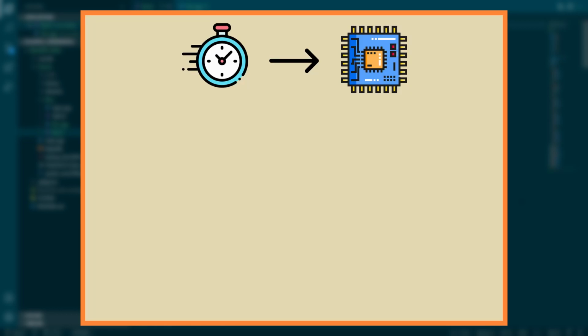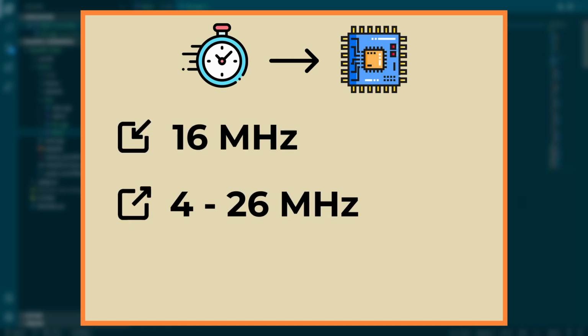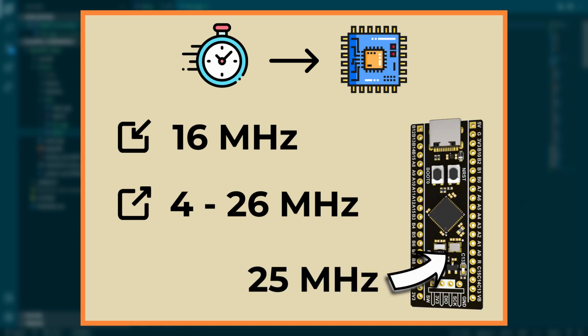High-speed sources are meant to be the main clock source for the whole system. Their frequencies may vary on each microcontroller, but most times they are around a few to a dozen megahertz. In our case, these are 16 MHz for high-speed internal and 4 to 26 MHz for high-speed external, with a 25 MHz external oscillator mounted on the board.